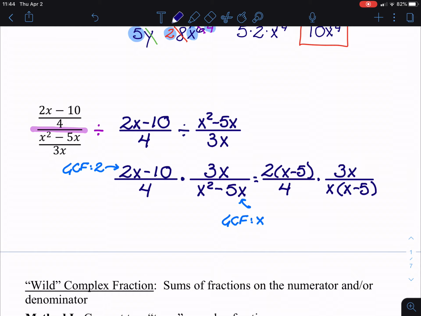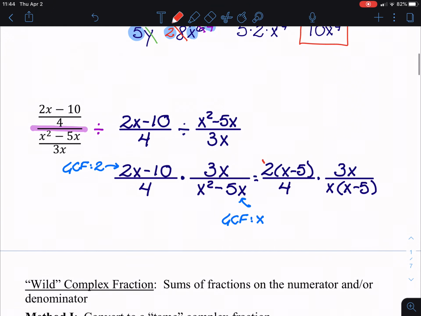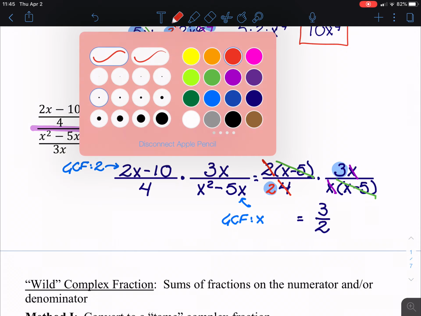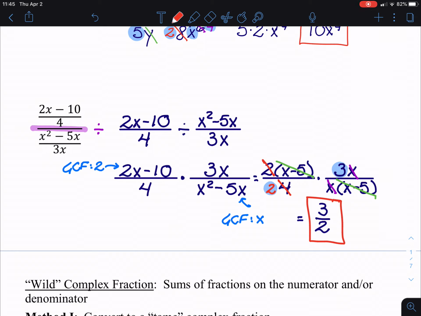Okay, now I can start looking at what I can cancel out. So first thing, the 2 and the 4 can cancel. I can simplify there. Next thing I have is the x minus 5 in the top and the x minus 5 in the bottom. And then lastly, I have an x on top and an x on the bottom that I can cancel. So what I have left, in my numerator, I have a 3. And in my denominator, I have a 2. So that whole complex fraction just turns out to be 3/2. And there's my answer.